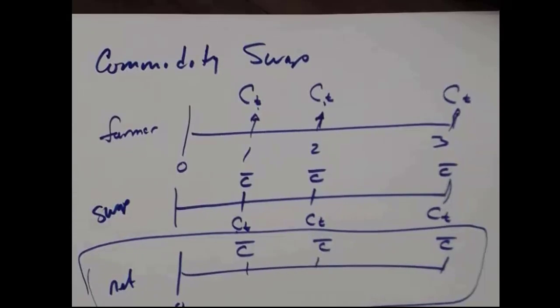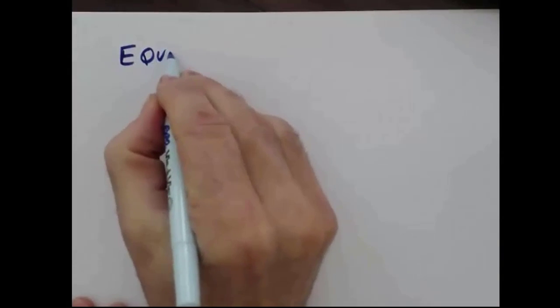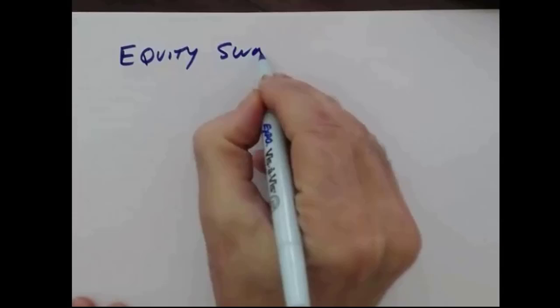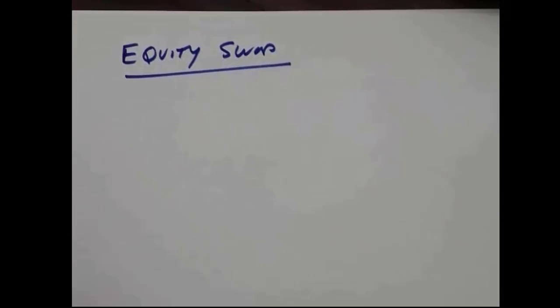Okay, the third swap here is an equity swap. In an equity swap, counterparties exchange payments based on a notional value. The notional value doesn't move itself. It's the rates of return on the notional value. And it's a notional value of stock, or a stock portfolio, or a stock index. Let me just jump into an example of how mechanically this might work.